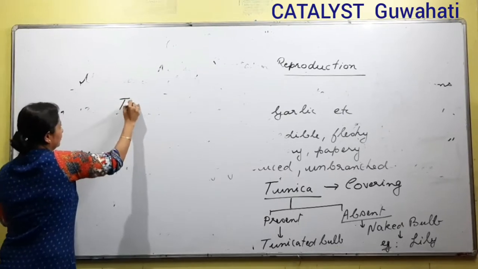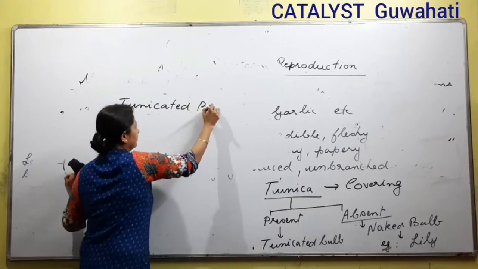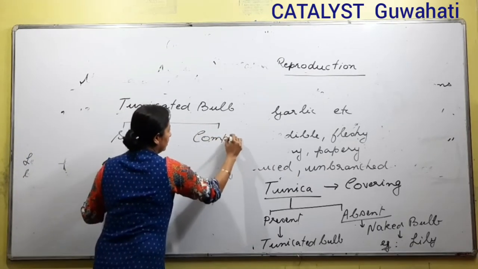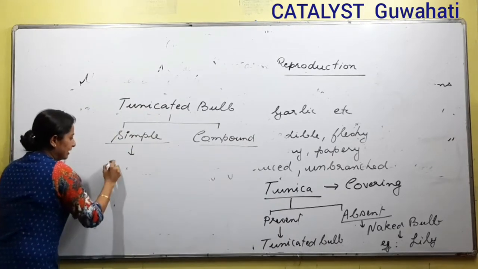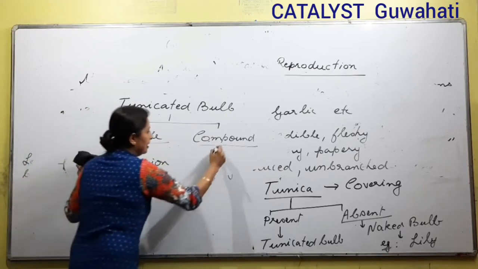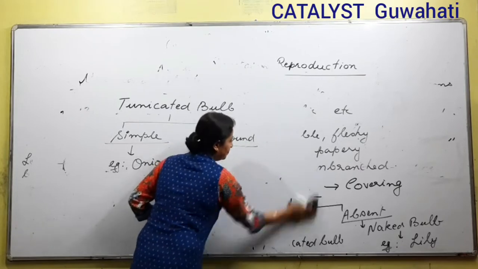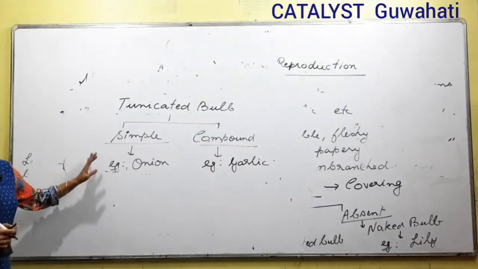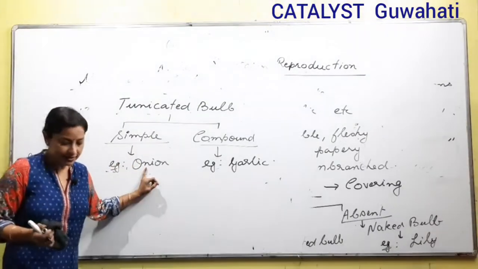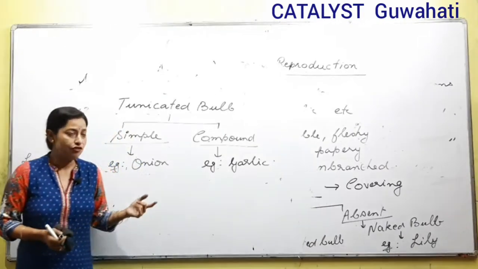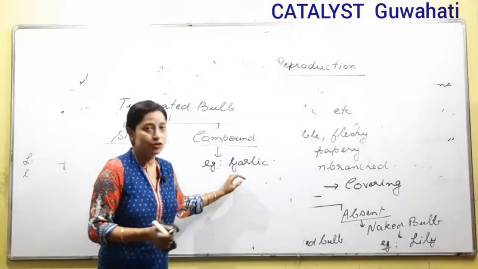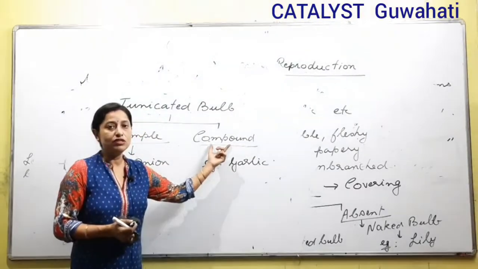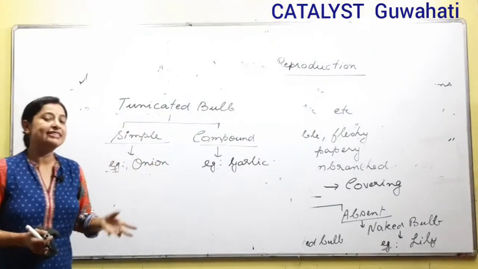Again, tunicated bulb could be simple or compound. Example of a simple tunicated bulb is onion. An example of a compound tunicated bulb is garlic. These are some extra points when you are talking about bulb. In case of onion, when we peel off an onion, it's just one covering that we are peeling off, so it is called a simple tunica. But in case of garlic, each and every clove has its independent covering, and since there are many coverings together in that same bulb, it is an example of a compound tunicated bulb. So bulb is another type of underground stem.